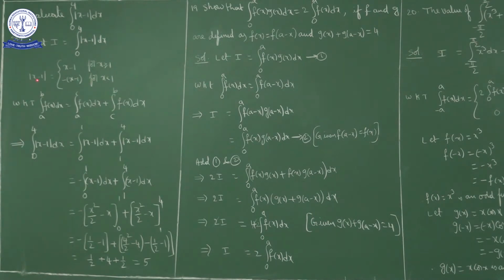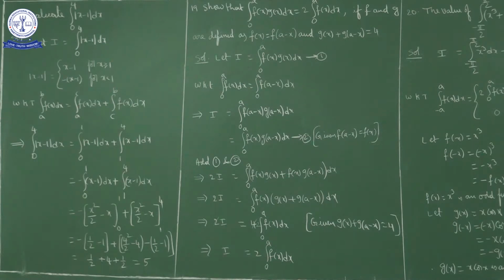By the definition of the modulus function, mod x minus 1 is equal to x minus 1 for x greater than or equal to 1, and mod x minus 1 is minus of x minus 1 for x less than 1. How will mod x open? Mod x is equal to x when x is greater than or equal to 0, and mod x is minus x when x is less than 0. Using that definition, mod x minus 1 is x minus 1 for x greater than or equal to 1, and minus of x minus 1 for x less than 1.